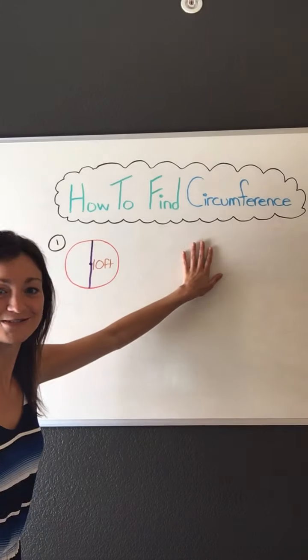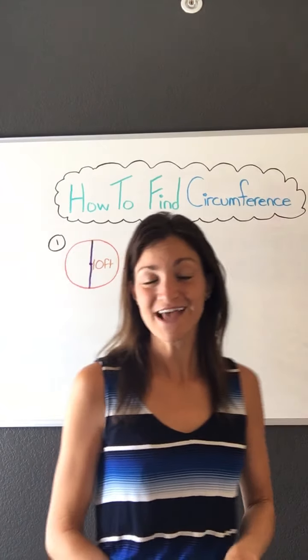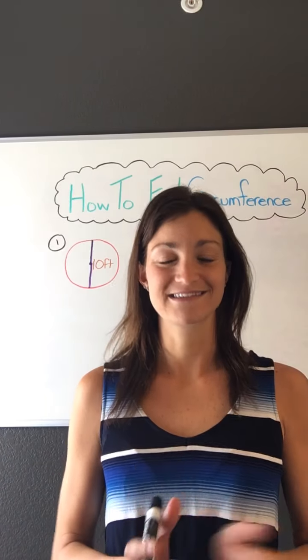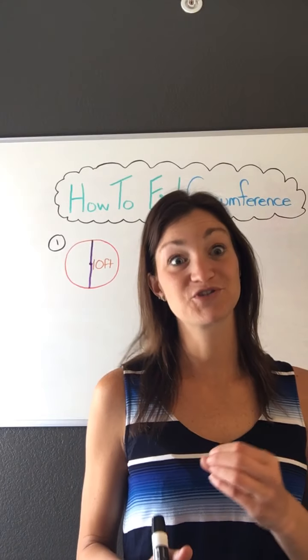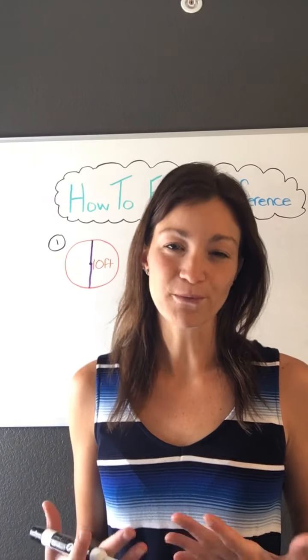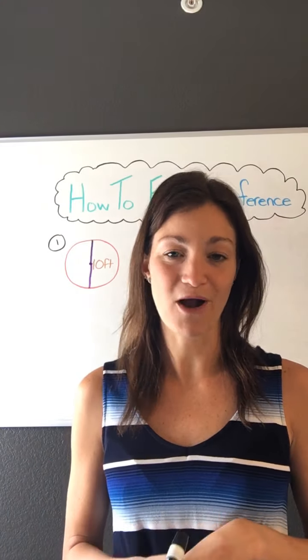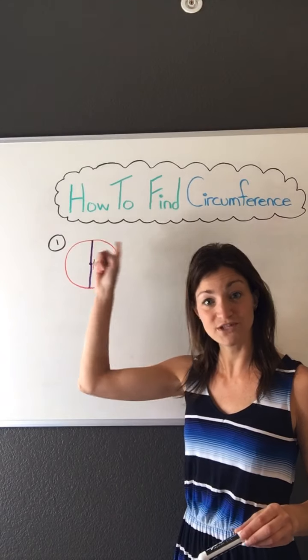What we are going to learn today is how to find circumference. And circumference is the distance around usually a curved shape. So normally for the most common problems, you'll be trying to find the circumference of a circle. Okay, so right here I drew a circle with a line through the entire circle and it measures 10 feet. So we now know what circumference is. It's the distance around the circle.